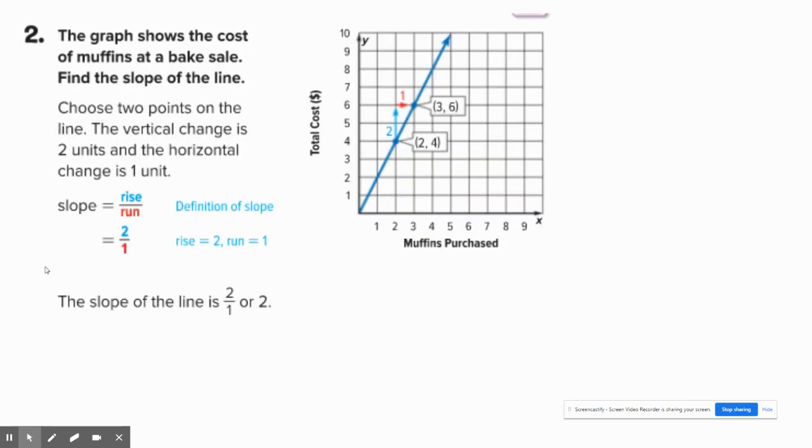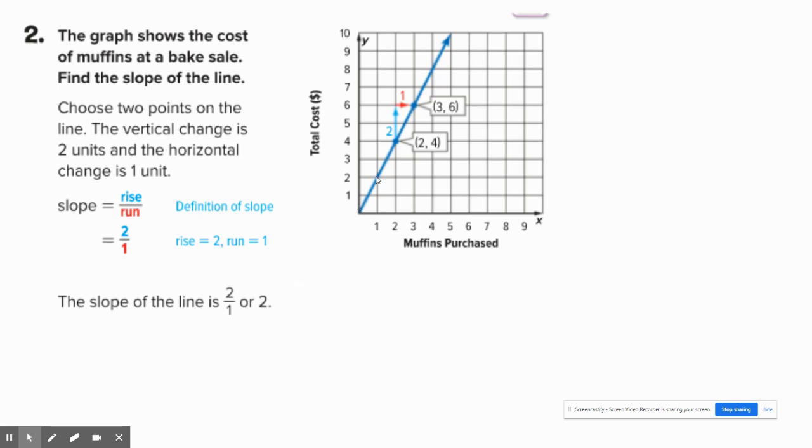Okay, so words or pictures are one way to find a slope. And a graph's nothing more than a picture, really, but we're going to call it a graph. This shows the muffins purchased and the total cost, and it has a slope of 2. Because if you pick any points on this line, they chose (2, 4) and (3, 6), you'd find from that point to there where the blue line goes, you rise 2 and you run 1. That's 2 over 1, which simplifies to 2.